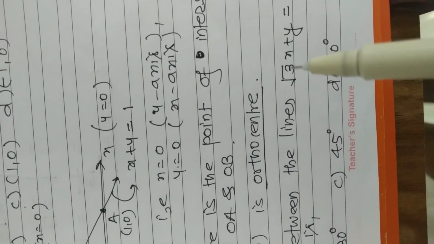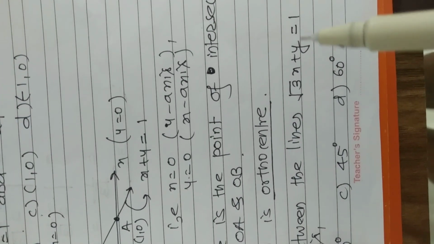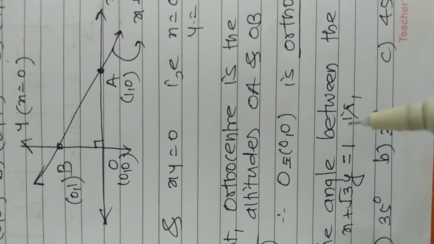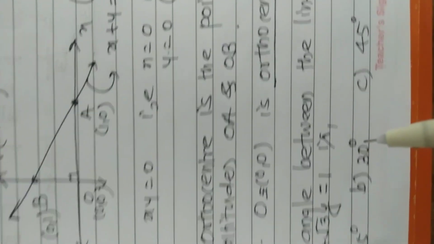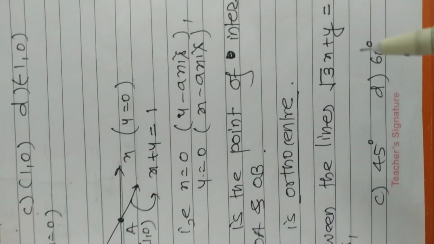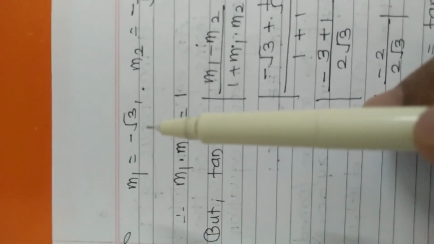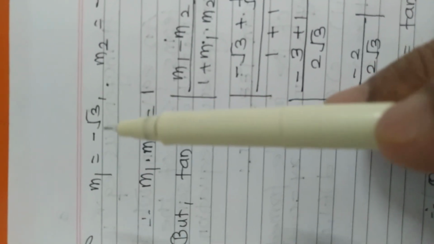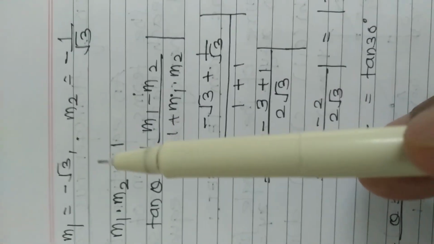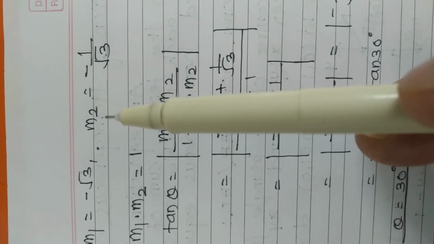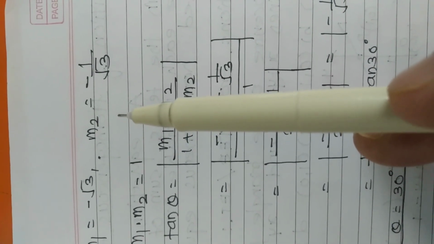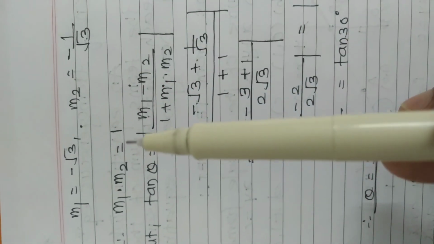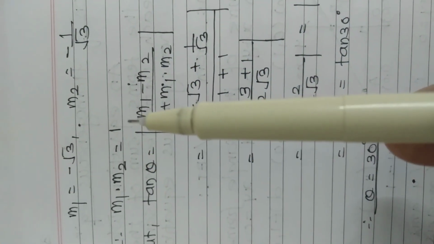Next, the second question. Angle between the lines root 3 x plus y equals 1 and x plus root 3 y equals 1 is 15, 30, 45 or 60. Now for the first line, you know the formula to calculate the slope: minus coefficient of x upon y. So minus root 3 is the slope of the first line. Similarly, by the same formula, m2, the slope of the second line, is minus 1 upon root 3. m1 m2: minus minus cancel, root 3 cancels, it is equal to 1.